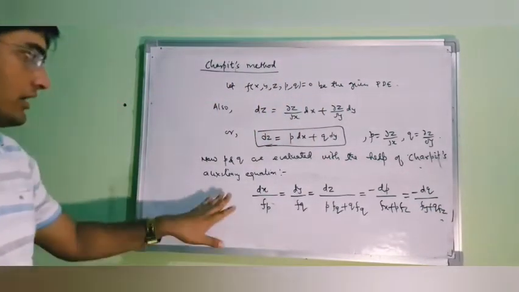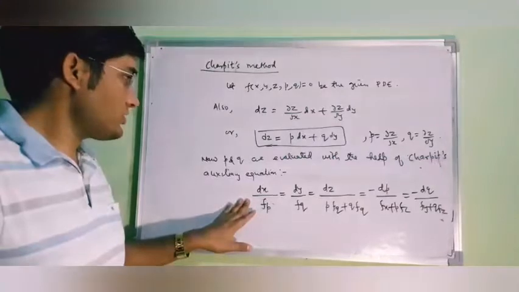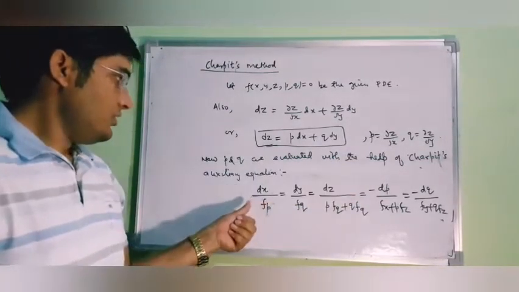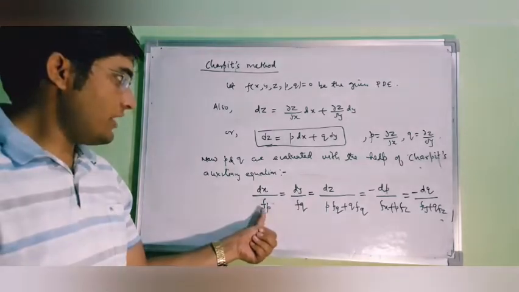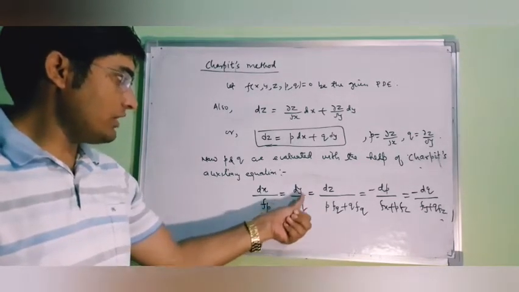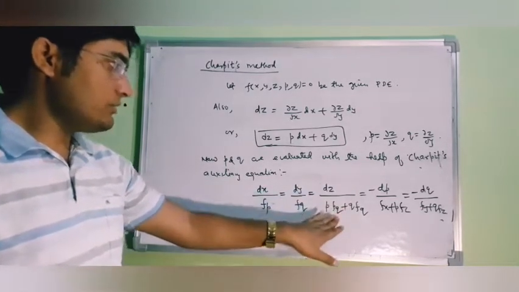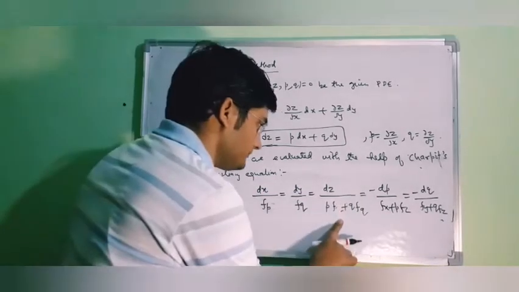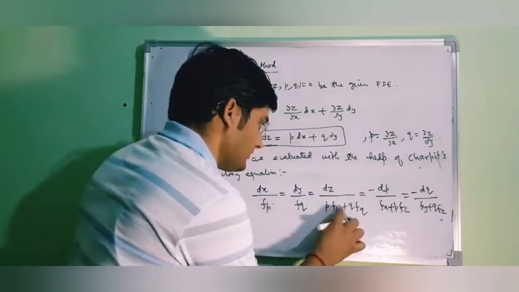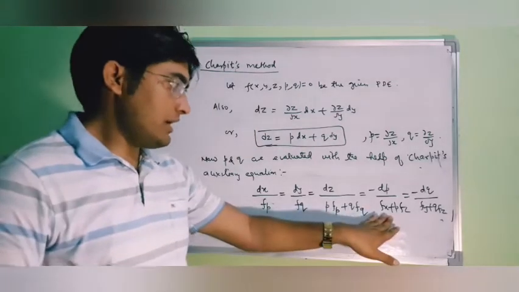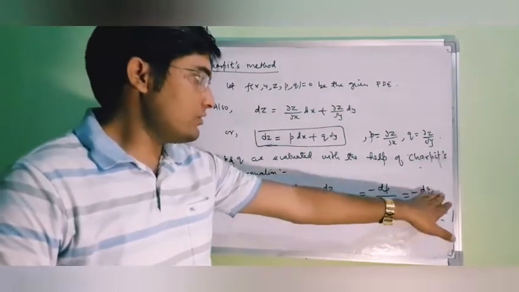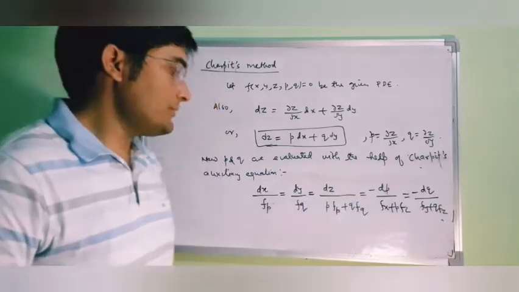Now this is known as the auxiliary equation of Charpit's, which is equal to dx upon fp, that means the partial derivative of f with respect to p, equal to dy upon fq equal to dz upon p fp plus q fq equal to minus dp upon fx plus p fz, and this is equal to minus dq upon fy plus q fz.